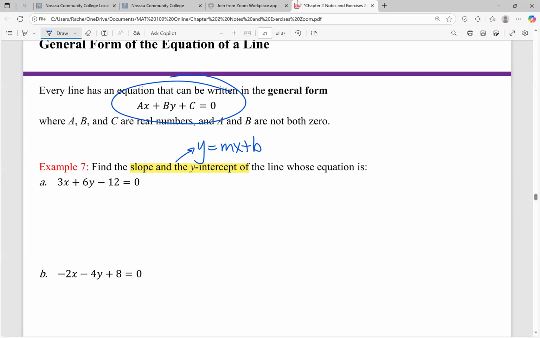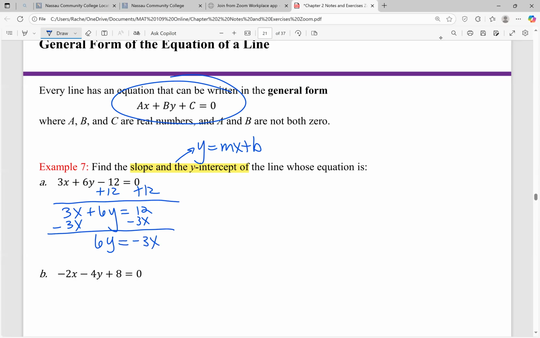So let's solve for y. To solve for y, we're going to bring the x term and the constant to the right-hand side of the equation. So I'm going to add 12 to both sides of the equation first. So I'm going to have 3x plus 6y equals 12. And then we want to isolate the y term, right? Because we want to get this in the form y equals mx plus b. So now I'm going to subtract the 3x from both sides. So I'm going to have 6y is equal to negative 3x plus 12. I'm just writing the x term first.